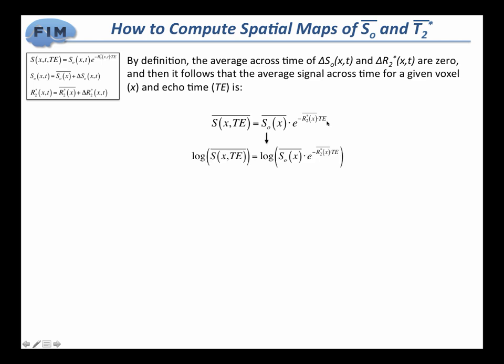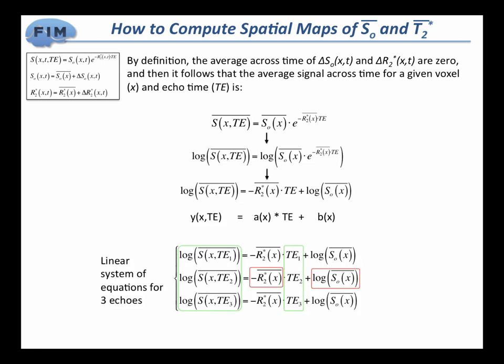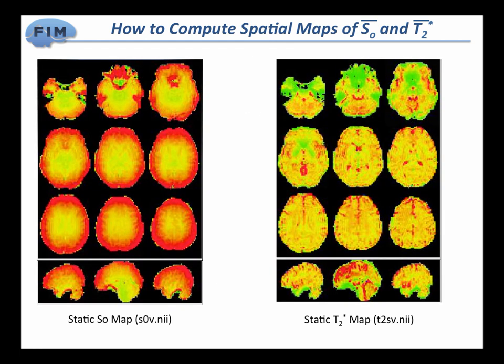And just by doing a little bit of math, taking the logarithm and moving things around, we end up with a linear system, and the take-home message is that this can be easily solved, and I can get maps of S0 and of R2 star, their mean values, not their fluctuations, just their mean values. If we do that, we can get maps like this. Here we have a static map of S0 and a static map of T2 star. These maps are to a given extent quantitative, although you have to think that we just have 3 data points, and we're doing some math in which whatever noise is in the data is going to propagate.